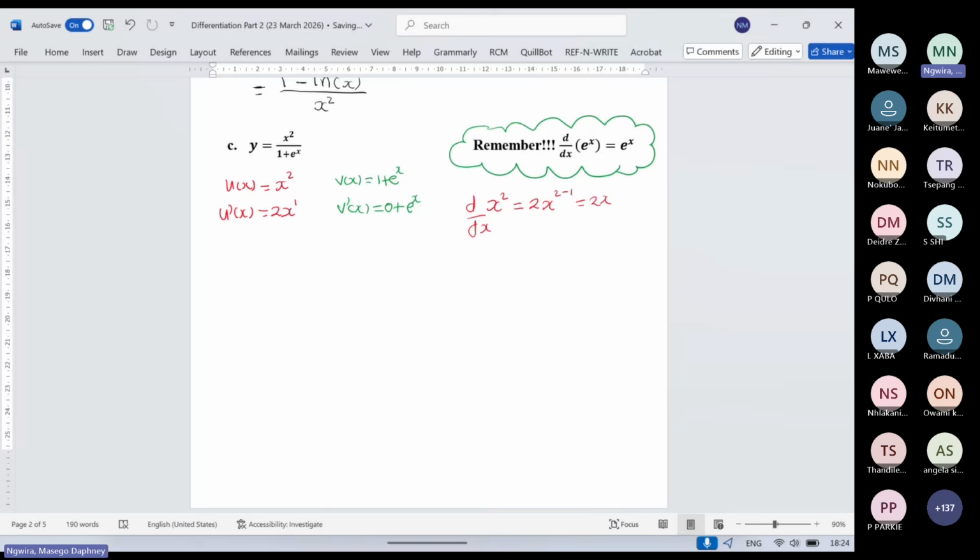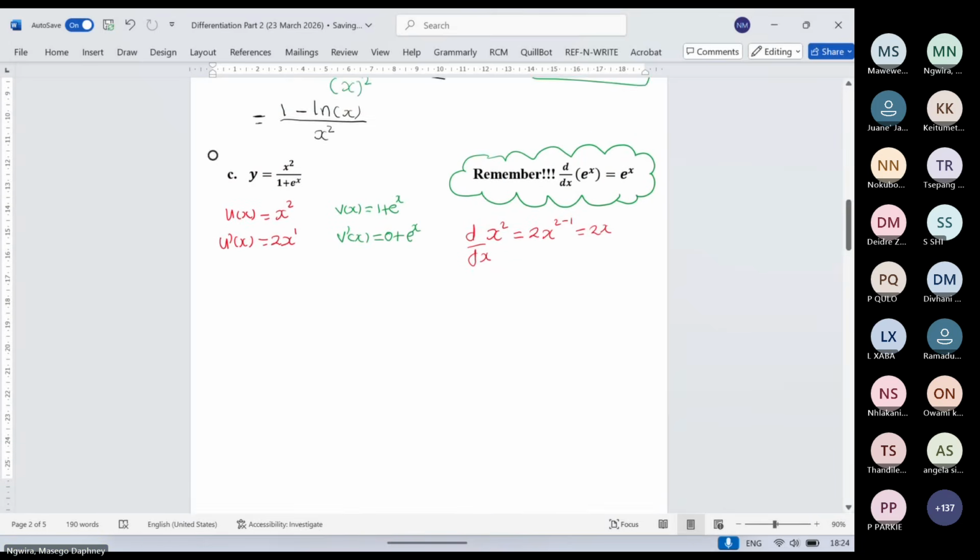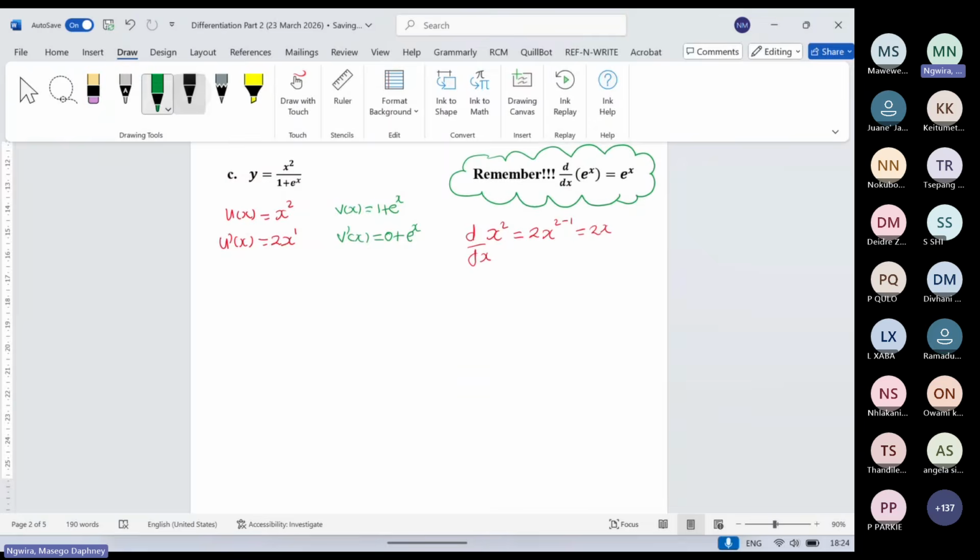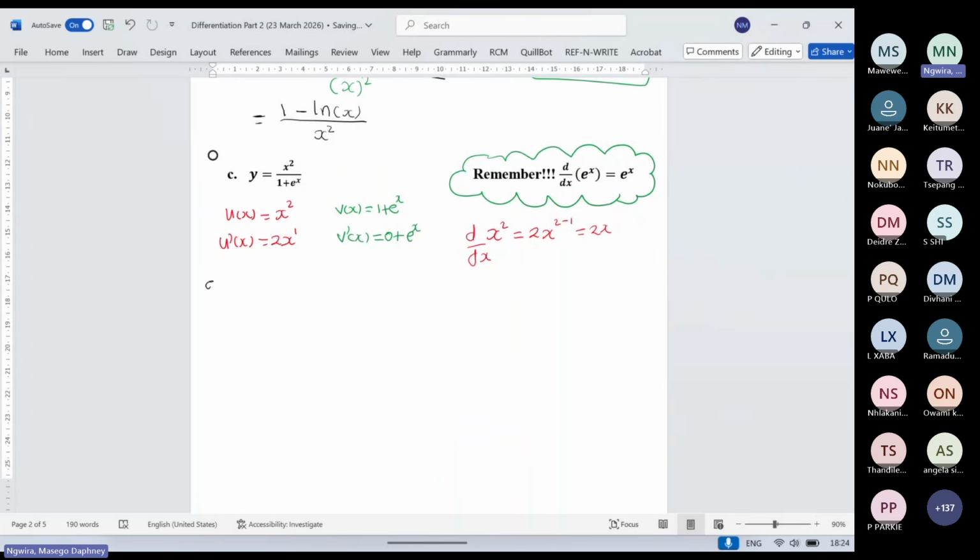And then now we're going to write the formula. The formula says that the derivative of your function y is going to be equal to the derivative of u times v(x), minus u(x) times the derivative of v(x), and then over v(x) squared. We square the function v(x).